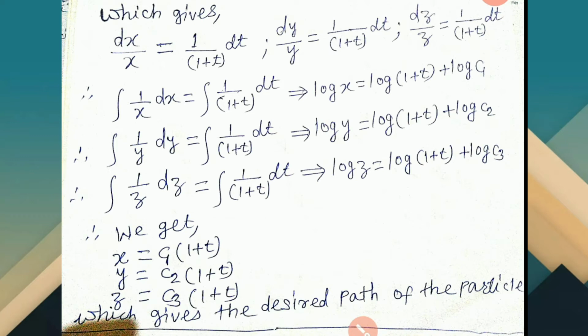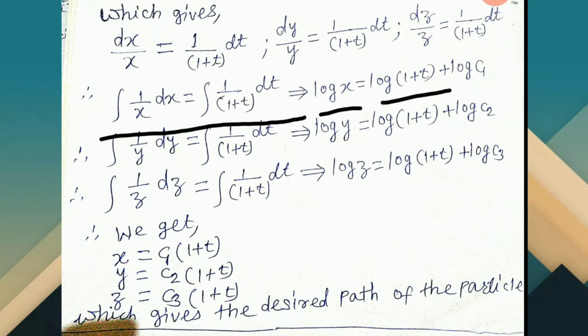If we integrate this, integration of 1 upon x dx is equal to integration of 1 upon 1 plus t dt. So this implies that integration of 1 upon x is log x, which is equal to integration of 1 upon 1 plus t, that is log of 1 plus t, plus integration constant c1.